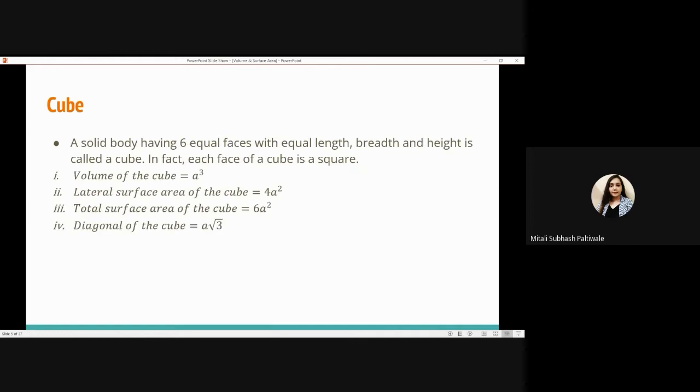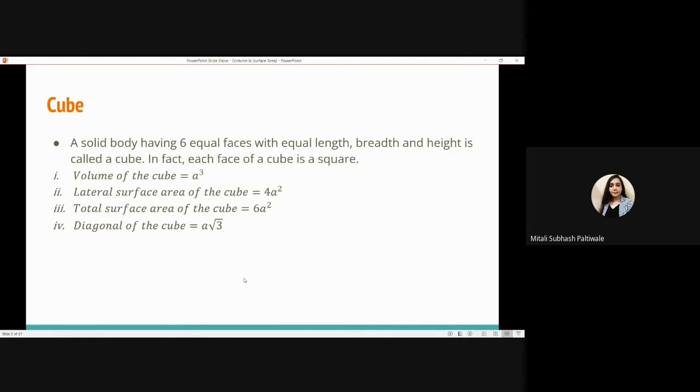And the diagonal of the cube. Because we are saying that each face of a cube is a square, the diagonal has to be there. Without a diagonal, how can you expect a figure like a square? So if the diagonal is given, then you have to apply the formula, that is a root 3, wherein a is the side or the edge of the cube.